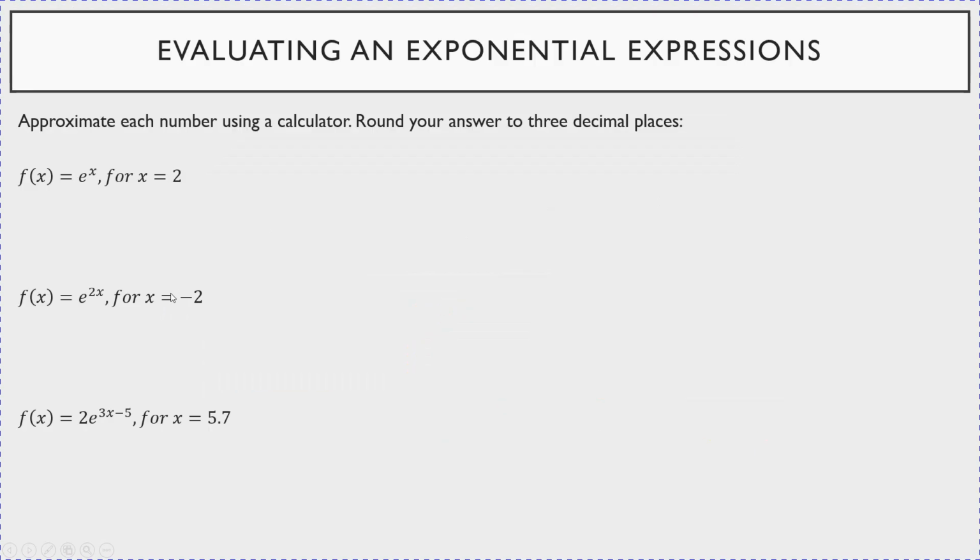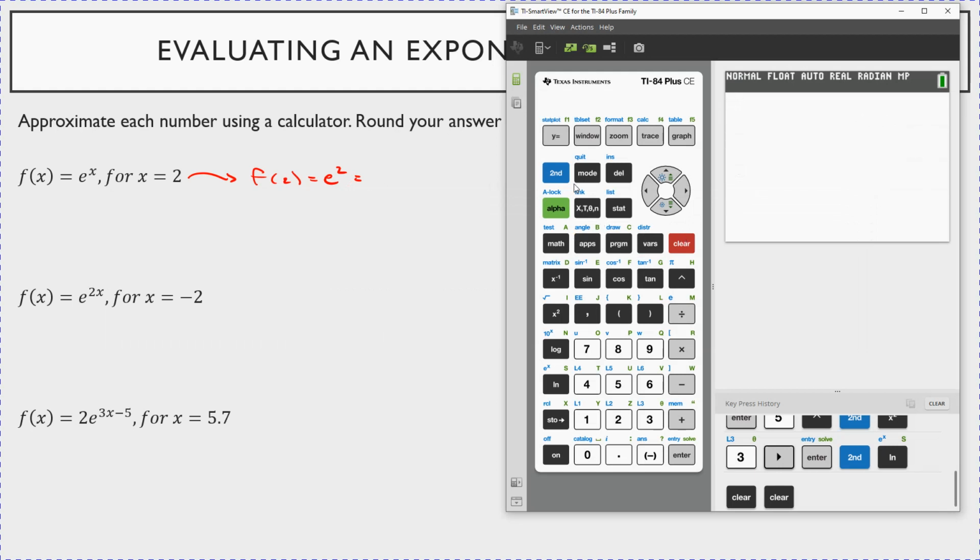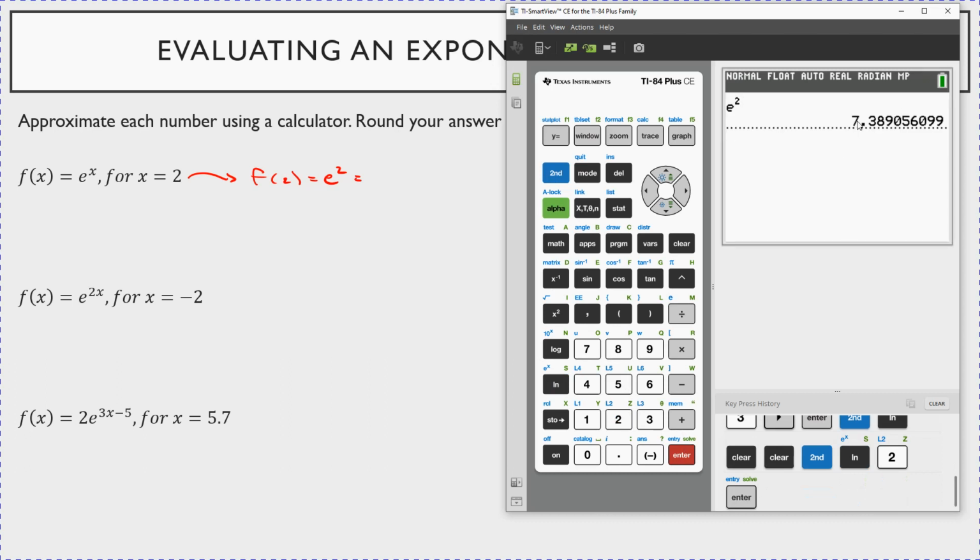All right, so let's talk about exponential functions and how you evaluate them. Let's approximate exponential functions here, using our graphing calculator, and let's round to 3 decimal places. Let's look at f of x equals e to the x, and approximate it when x is equal to 2. So this would just be e squared. You'd grab that calculator, and e squared is roughly 7.389.